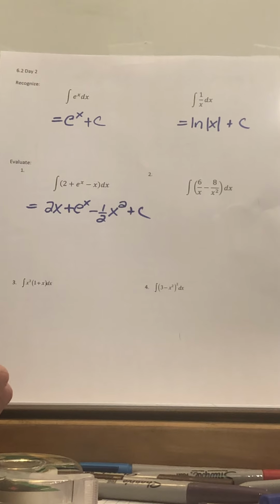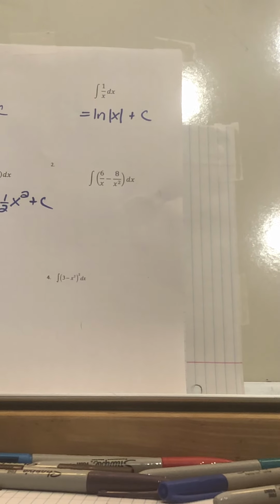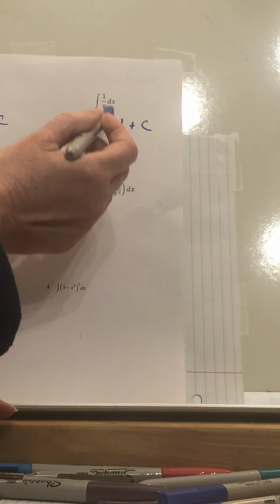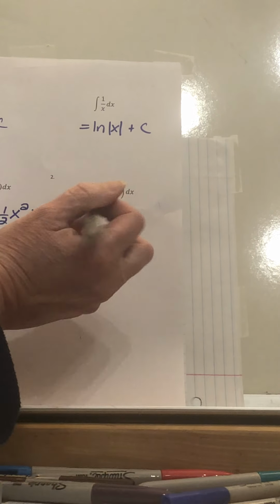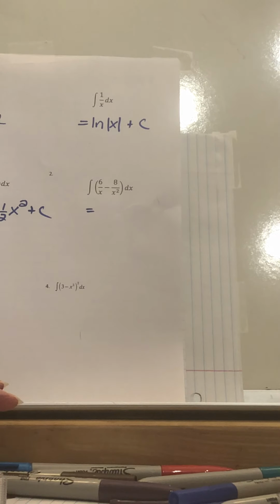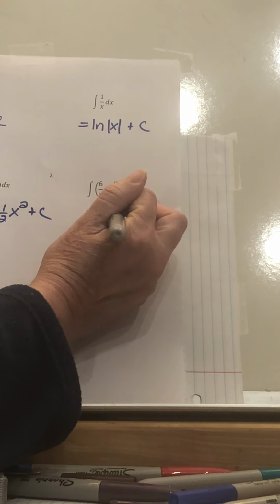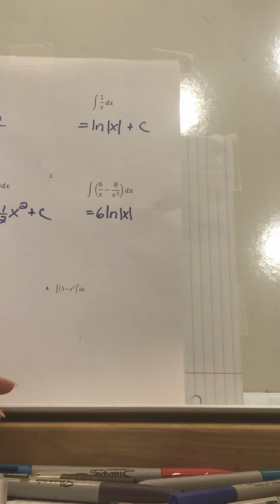My next example, I have 6 over x minus 8 over x squared. Now the 6 over x is very similar to the 1 over x. The difference is it's 6 times as large. So when I do the antiderivative, if it's 6 times as large, it's 6 times the natural log of the absolute value of x. Okay.